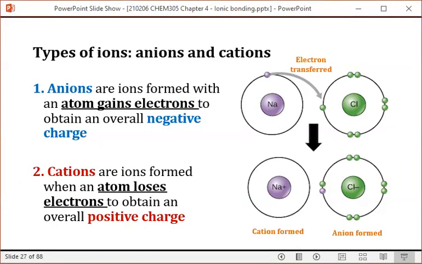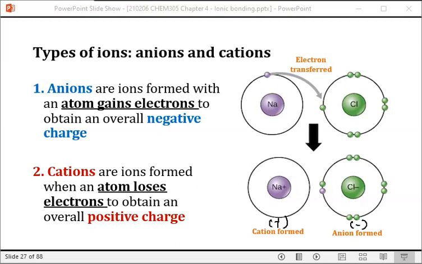So there's two types of ions, anions and cations. And again, anions are formed when an atom gains electrons to obtain an overall negative charge. And cations are formed when an atom loses electrons to obtain an overall positive charge. So cations are positively charged, and anions have negative charge.